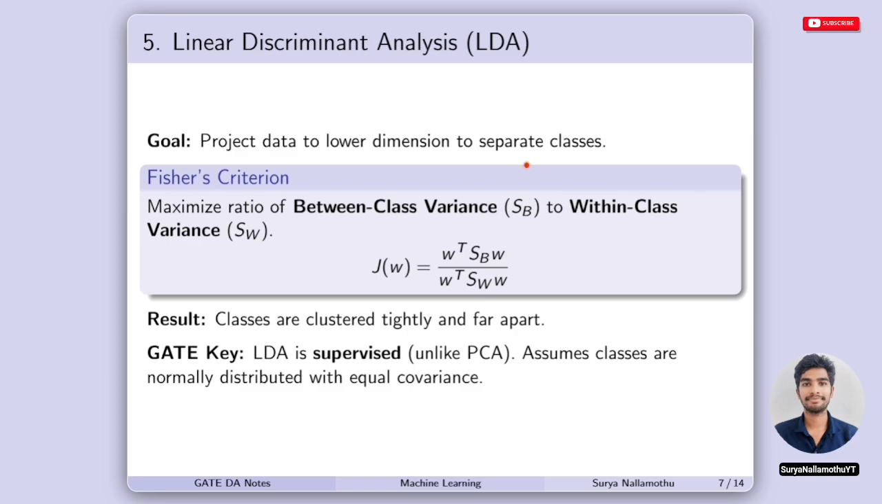Here we show that the classes are clustered tightly and far apart. It means these two classes are tightly clustered. The key point is that linear discriminant analysis is supervised, unlike PCA. Principal component analysis is used for decomposition, but LDA is not like that. It helps to project the data into a lower dimensional space to separate the classes.